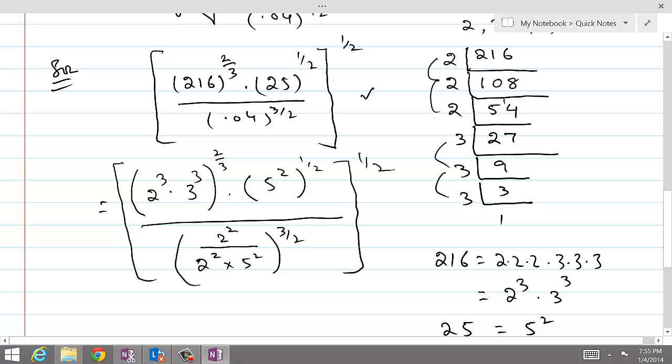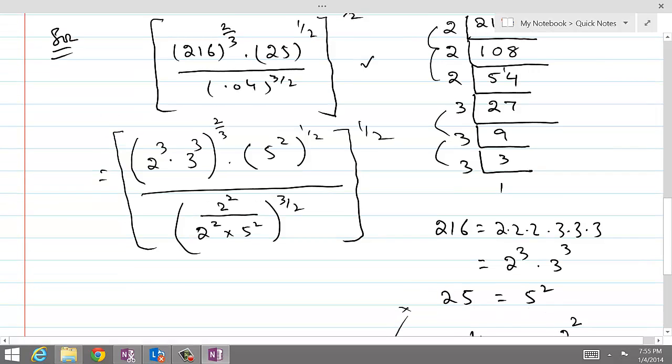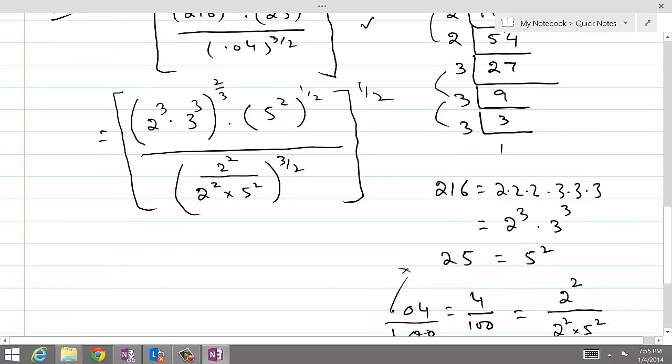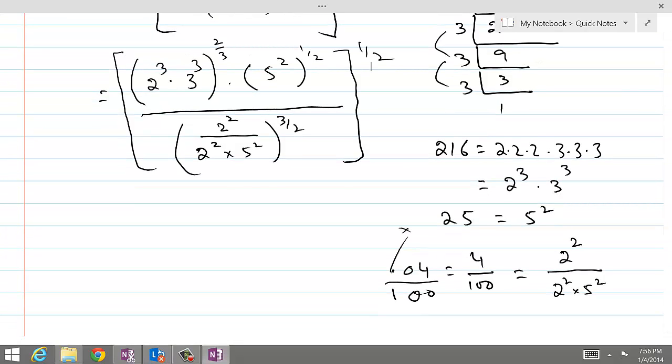So this is always the first step: look at the numbers in the expression and write each number as a product of its prime factors, and this process is known as prime factorization. So once all the prime factorization is done, then we can apply the exponent laws.